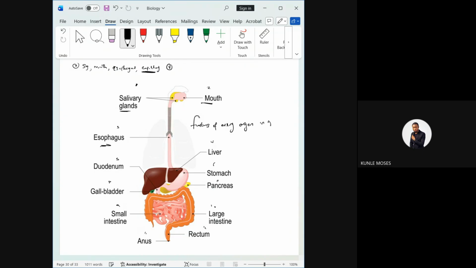Number one, you must know where they belong. First, study this diagram. Know where the salivary gland is. You know where the mouth is. You know where the esophagus is. Know where the liver is. Know where the gallbladder, the duodenum, the stomach, the pancreas, the small intestine, and all and all are. Know where they are. After that, know the individual functions of every organ that aids digestion.